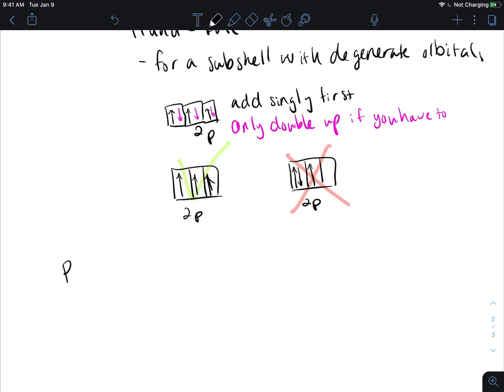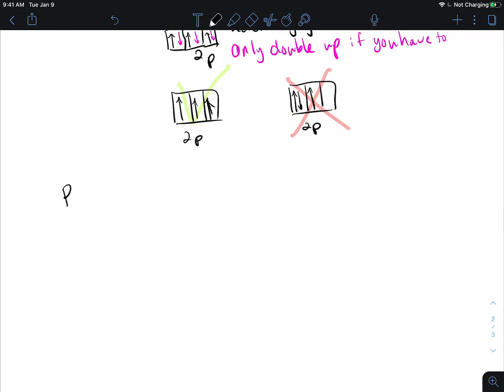Look at phosphorus. When we're thinking about phosphorus, we want to look at how many electrons phosphorus has. And then once we know how many electrons it has, it's 15 electrons. So phosphorus, no, uncharged phosphorus, elemental phosphorus, has 15 electrons.